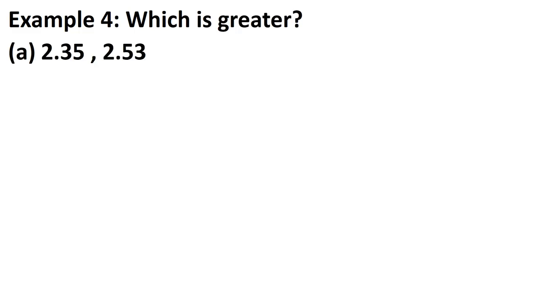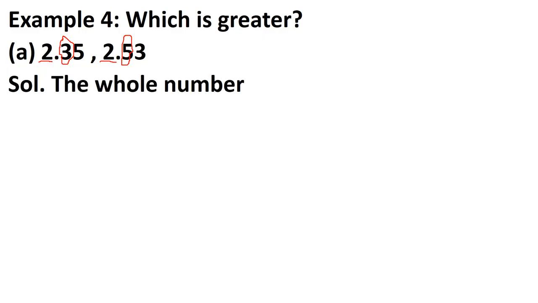See the example of this. Which is greater, 2.35 or 2.53? Now see, in this the whole number parts are equal. Here it is 2, and here it is also 2. So the whole number parts are equal. Then what will we compare now? Now we will compare the 10th place digit. Here the 10th place digit is 3 and here the 10th place digit is 5. Which one is greater? Definitely 5 is greater. So 2.53 is greater than 2.35.